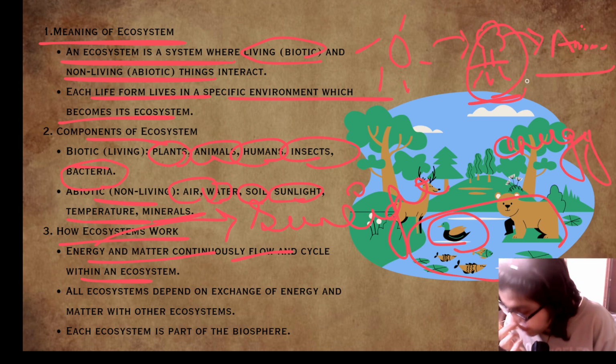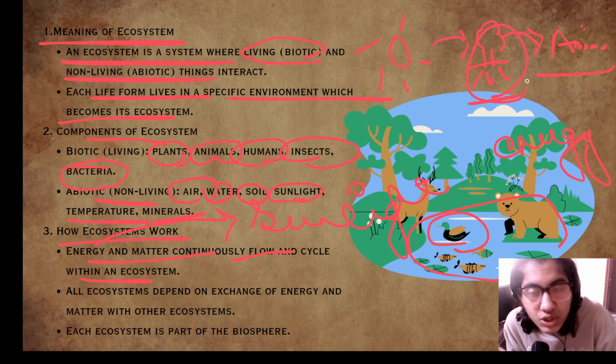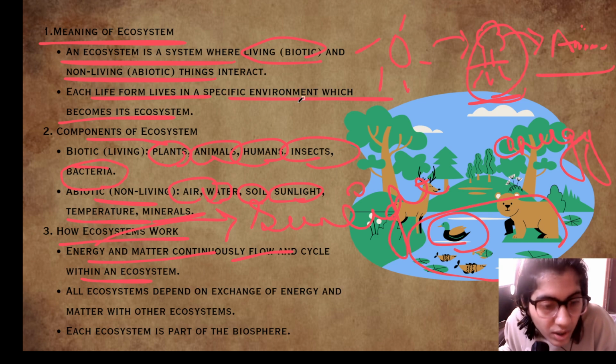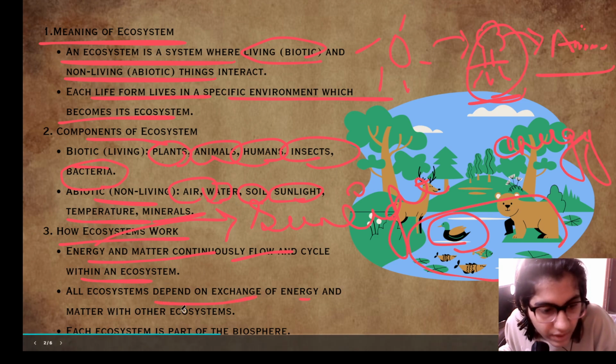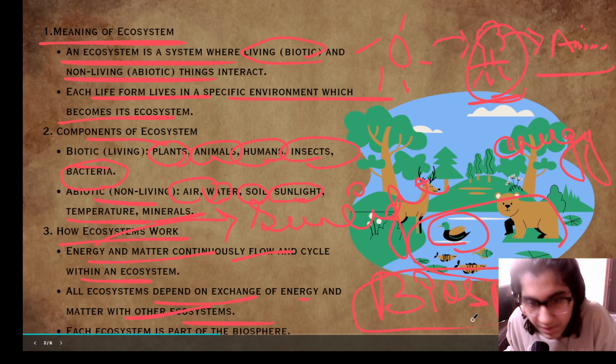That way, we can see that energy is continuously going from one form to another and flowing throughout the ecosystem. All ecosystems depend on the exchange of energy and matter with other ecosystems. Each ecosystem is a part of the biosphere. The biosphere is the broader term in which several ecosystems are present.